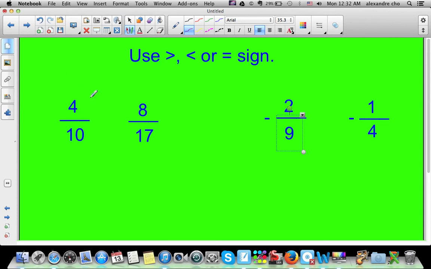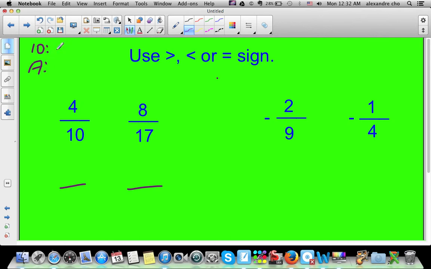So do these two. Again, press pause. Okay? Alright, so this one. Again, 4 over 10 and 8 over 17. I would change the bottoms. Okay, 10 and 17. You would have to find the LCM. So if you want, somewhere in your notebook, do this. And let's start listing their multiples. So 10, 20, 30, blah, blah, blah, 17, 34, 51, and goes on and goes on.